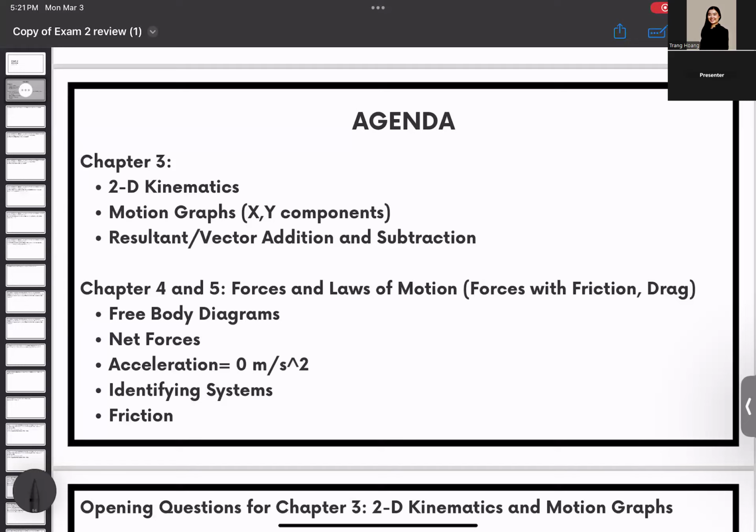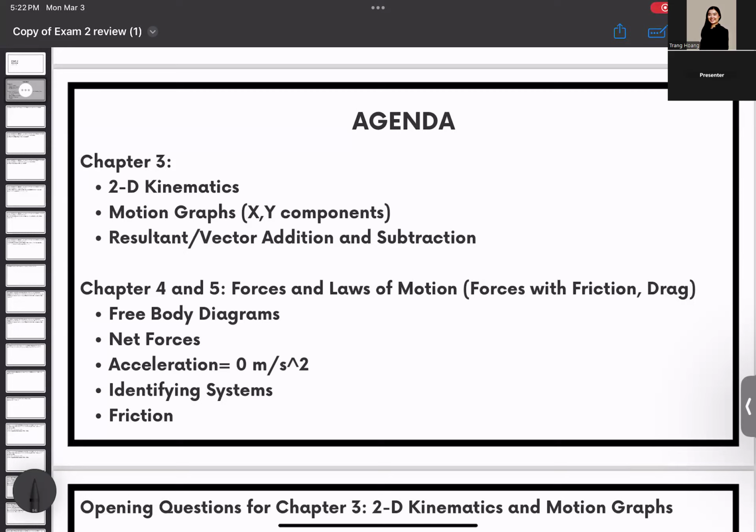In terms of chapter 3, it's going to review a lot of your 2D kinematics. This involves your motions in your X and Y axes, and will likely include drawing motion graphs representing that motion, whether in the X or Y direction. It could also include vector addition, whether directly testing you on addition and subtraction, or integrated into your kinematics.